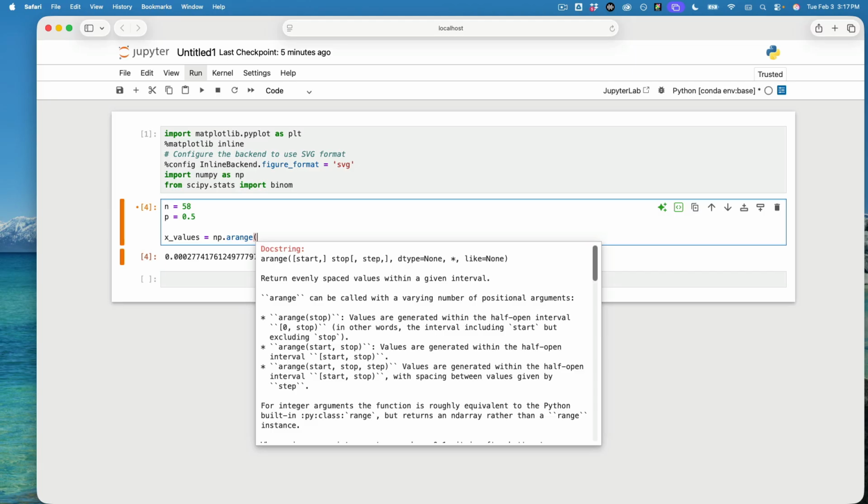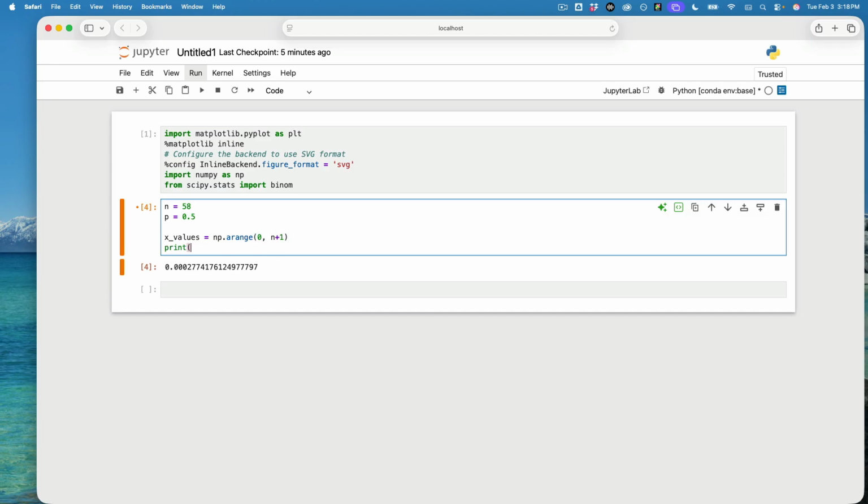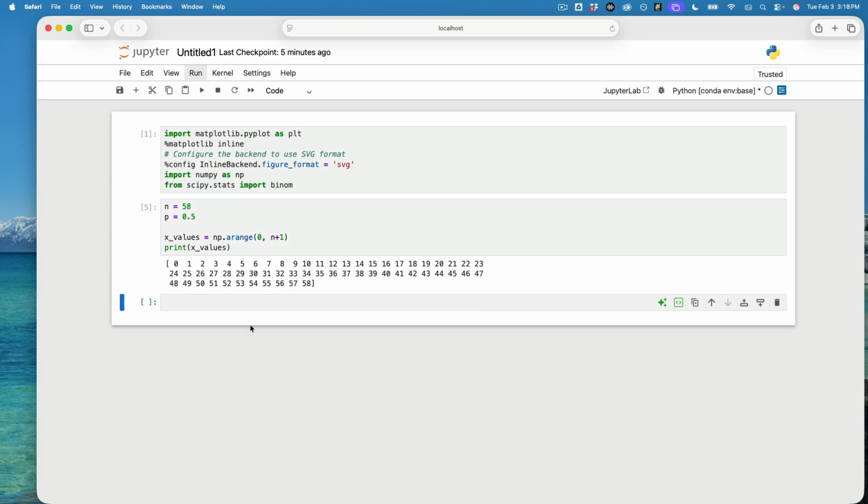So I'm going to create an array of possible successes, ranging from 0 to 58. Okay, and I want them to be discrete. NumPy arange does that for me. Start to stop, and stop is an open interval. So I need to go to n plus 1. And if you're in doubt, print it out. So let's try this one out. I'm going to go from 0 to n plus 1. And let's print x values. Look at that. 0, 1, 2, 3, 4, all the way to 58.